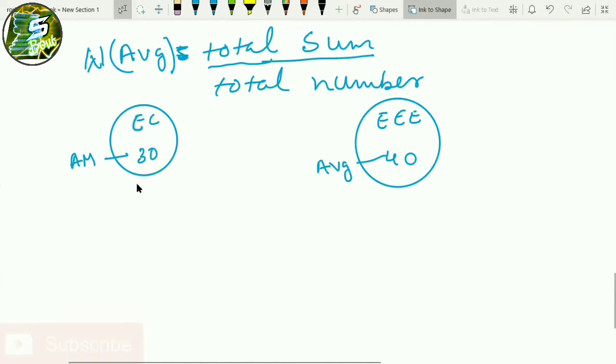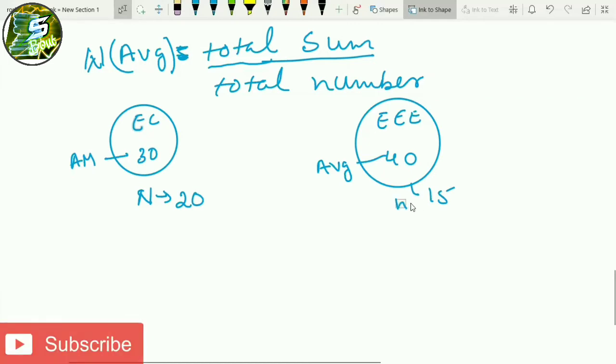So let me give one example here. Let's say that out of this entire batch, EC people are the most. Around, let's say, 20 good number of people are from this batch, and from EN I have only 15 people. That's all. So the number of this group is 20, let's call it N1. The number of this group is 15, let's call it N2.